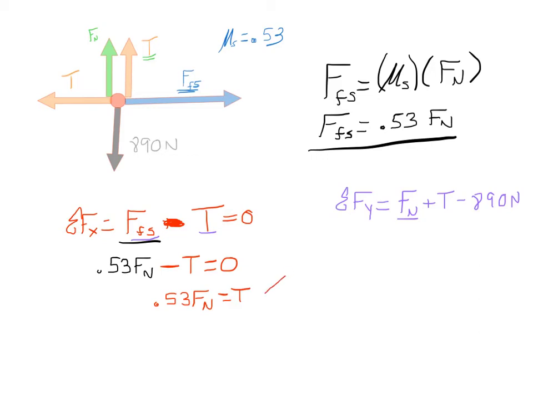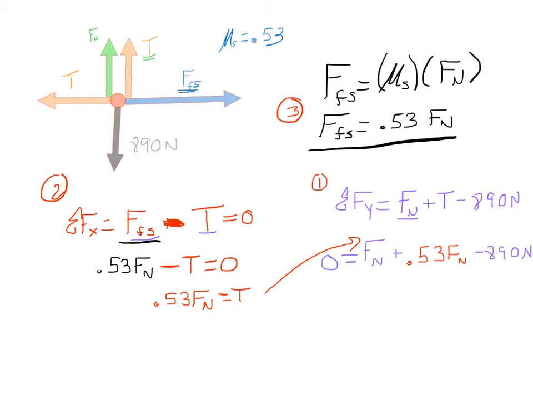So then we take that and we can plug it in here. Because see, this was our first equation, this was our second equation, and this was our third equation. We needed 3 equations to solve for 3 variables. So we just substitute the 0.53 from here, and now we have one equation with 1 variable, so we can solve. Remember, there's a 1 here. This is 1 times the normal force. So we get 0 equals 1.53 times the normal force minus 890 newtons.